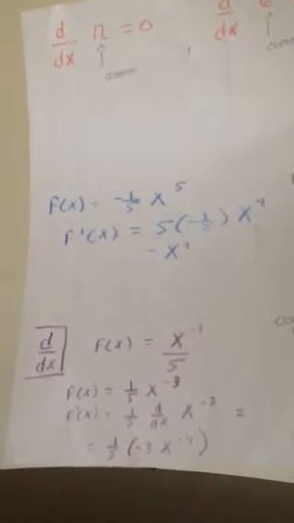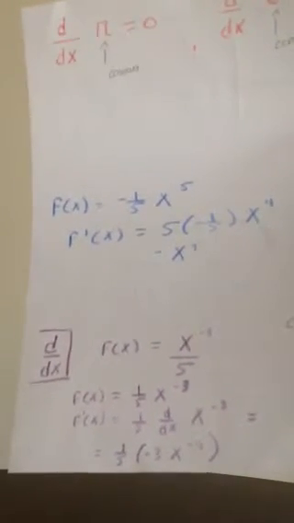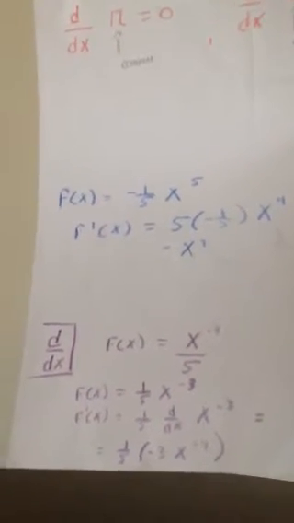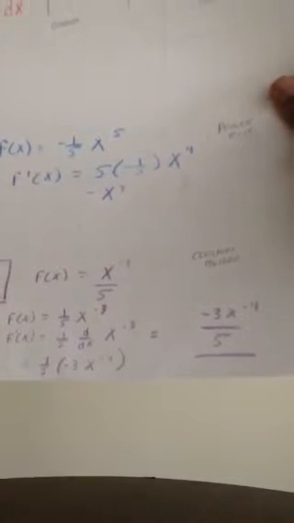Constant multiple. The derivative of c times f of x is equal to c times the derivative of f of x. This is how that example would look right there at the bottom. We have f of x is equal to x to the negative 3 all over 5. We first do f of x is equal to 1/5 x to the negative 3. We take f prime of x is equal to 1/5 times the derivative of x to the negative 3 to get 1/5 times negative 3x to the negative 4, which is all equal to the final answer of negative 3x to the negative 4th power all over 5.